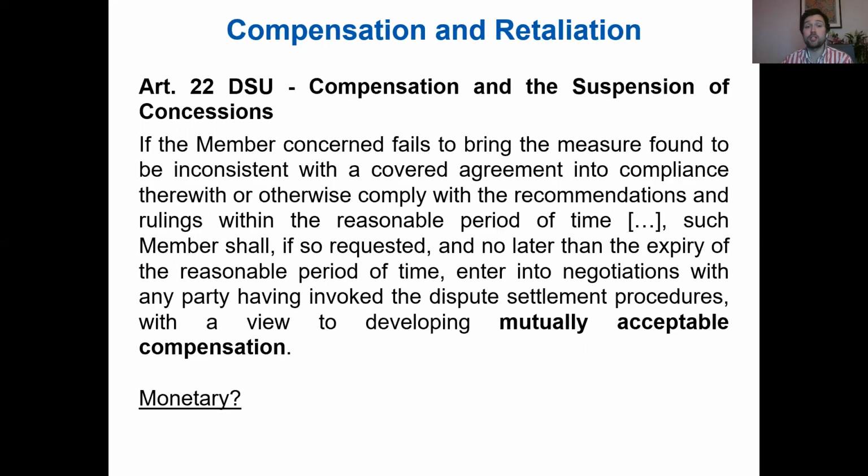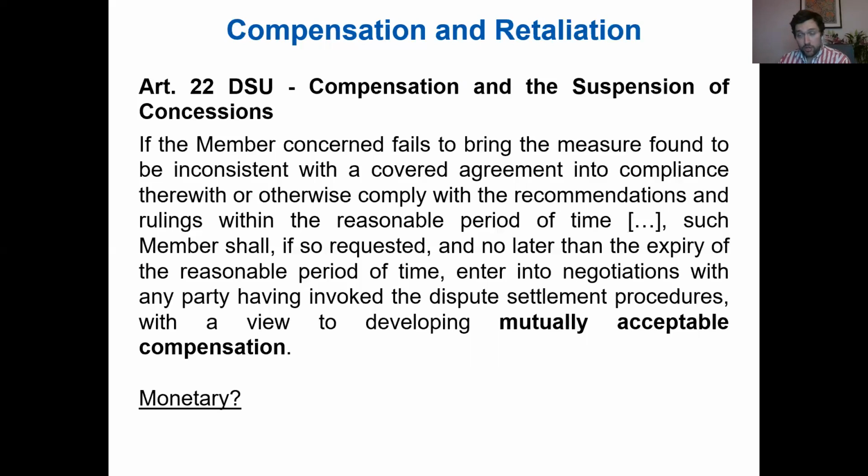inconsistent with the covered agreement into compliance, or otherwise comply with the recommendations within a reasonable period of time, such member shall, if so required, and no later than the expiry of the reasonable period of time, enter into negotiations with any party having invoked the dispute settlement procedures with a view to develop a mutually acceptable compensation.